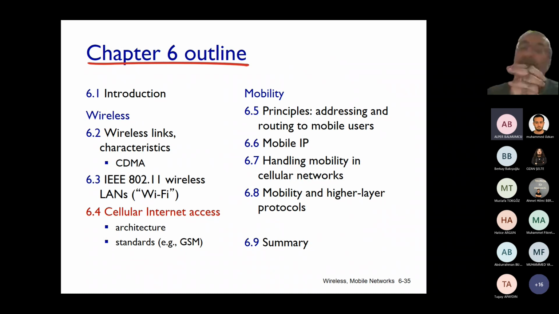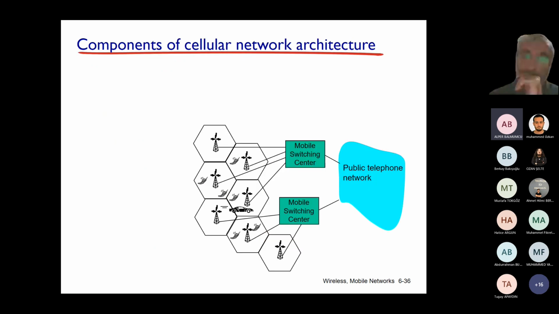Okay, that was about wireless local area networks such as Wi-Fi and Bluetooth. Now we are ready to move to cellular internet access. So let's start with the components of this cellular network architecture. First of all, we have a public telephone network, and this is connected to the mobile switching center. And this mobile switching center coordinates multiple base stations.